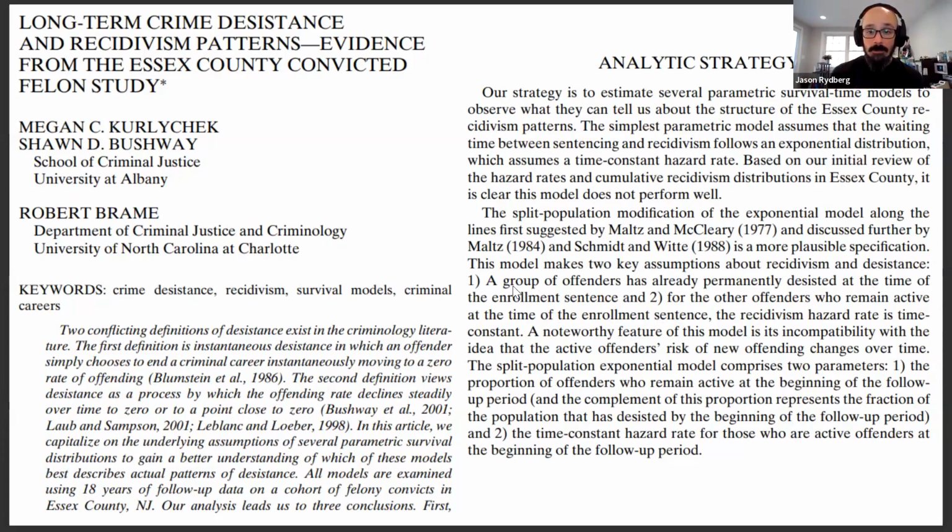There's a group of offenders who have already permanently desisted at the time of receiving their sentence from prison. They're just not going to commit another crime. This would be especially true for individuals who are older, for instance, and then others who are still active and have some time constant exponential recidivism rate.